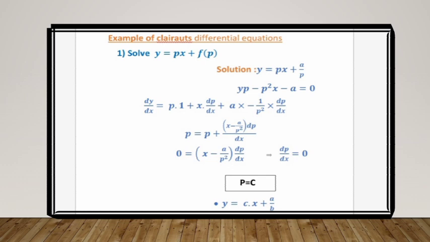So friends, now using algebra, dp by dx equal to 0, and this gives us p equal to c. This is the solution.